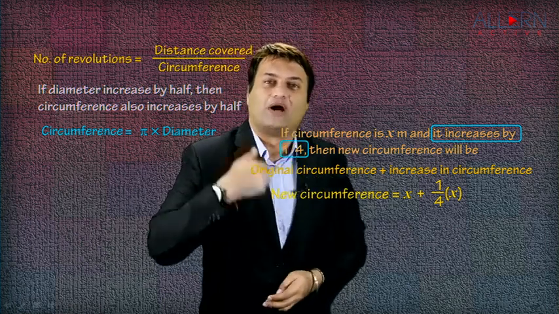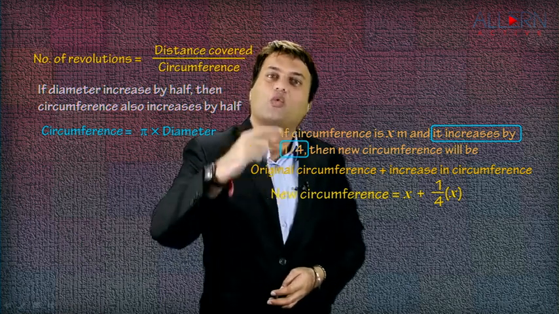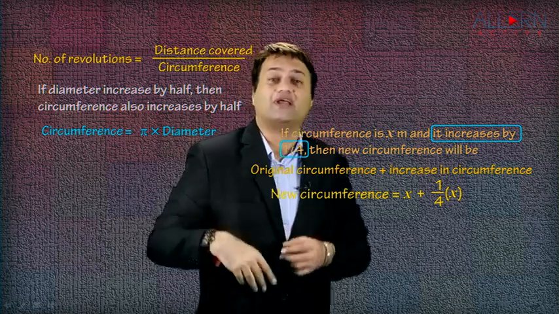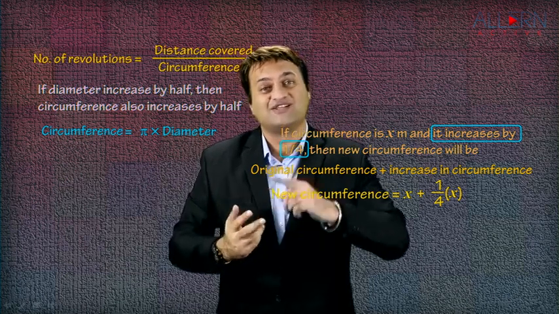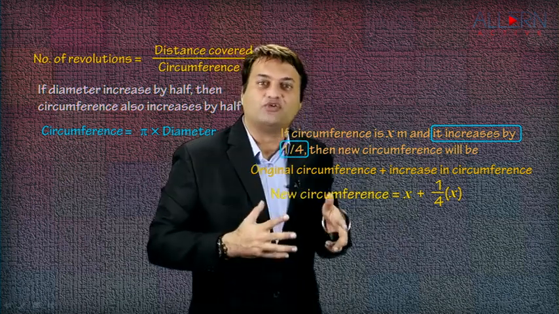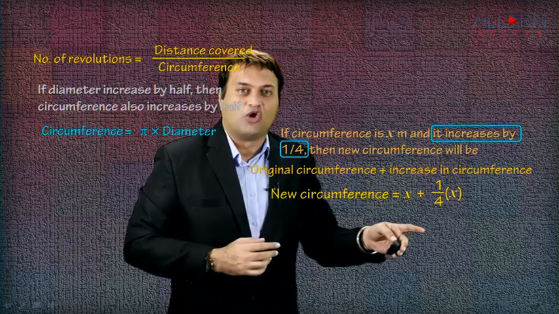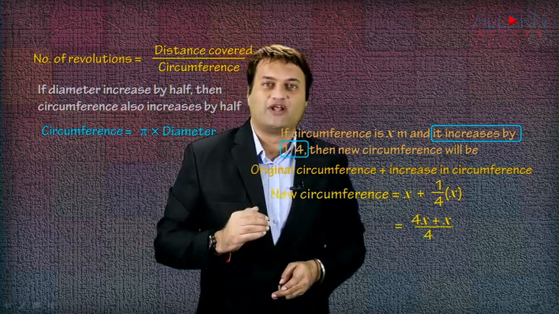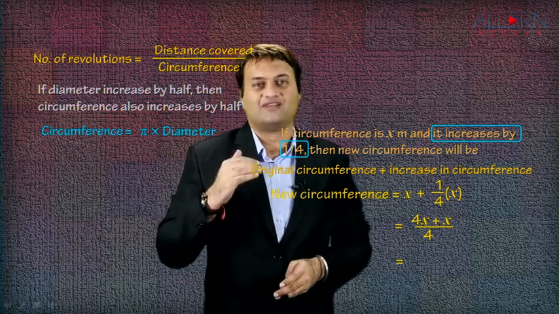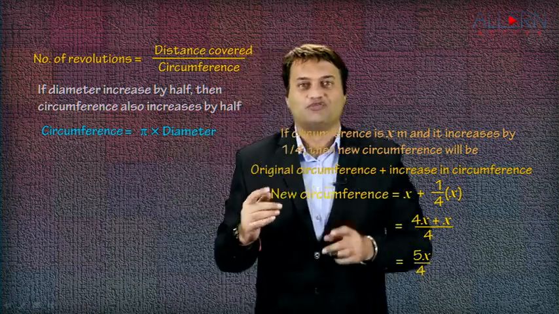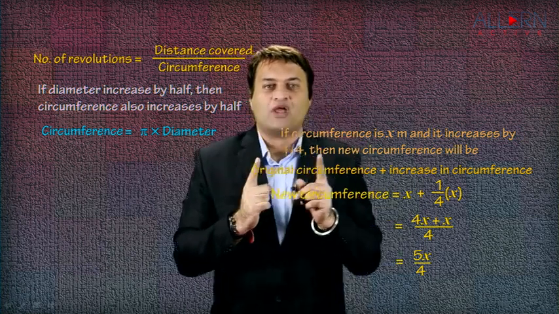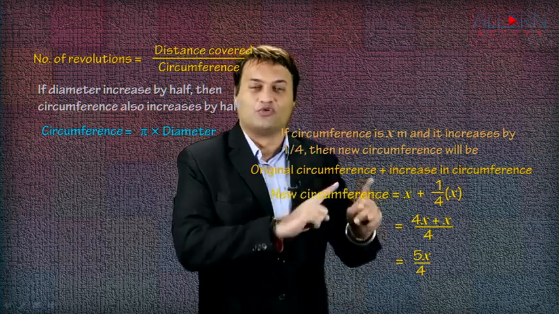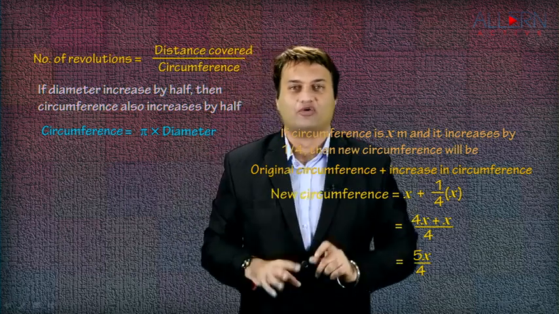If it increases by 1/5, then x plus 1 upon 5x, 1/5 of x, right? If it increases by 1/10, x plus 1 upon 10x. So this is how you need to find the new circumference. Now how do we simplify this? We take the LCM, 4 and x gets multiplied, you get 4x plus 1x upon 4, that's 5x upon 4. So if the original circumference is x and it increases by 1/4, then the new circumference will be 5x upon 4. I hope you all understood how we did this.